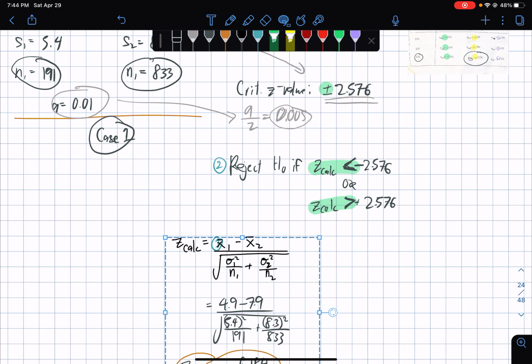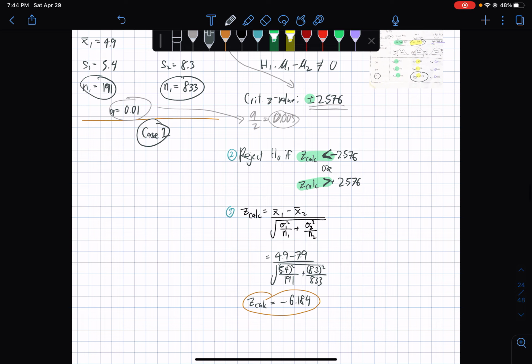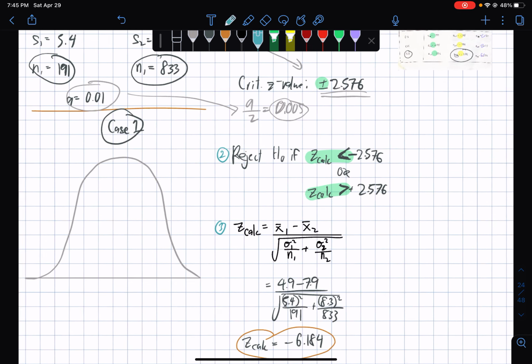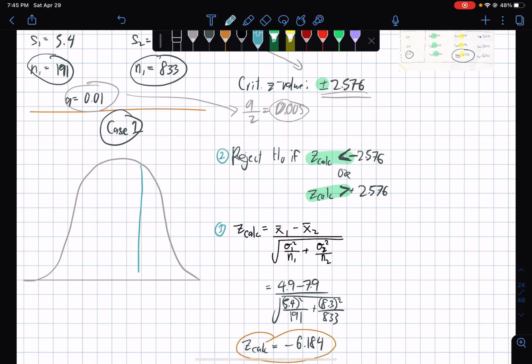This is basically step 3, the one we did earlier. We were too excited to compute. So yes, negative 6.184. Let's determine what our final resolution is. We know that our critical z value is negative 2.576. So this one is positive 2.576, and this one is negative 2.576. And then this region is negative 6.184.